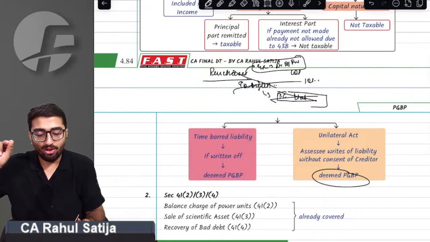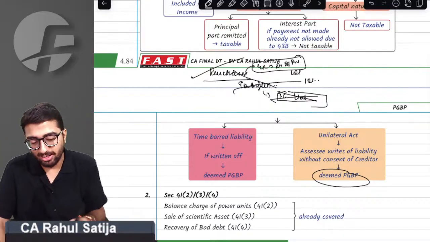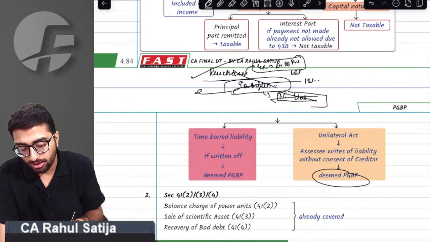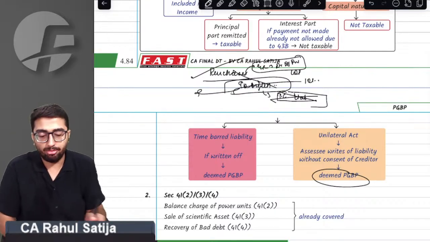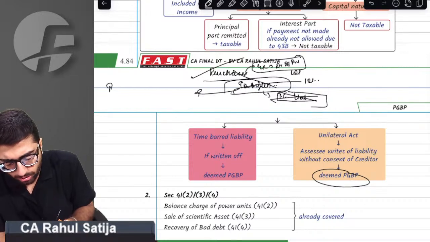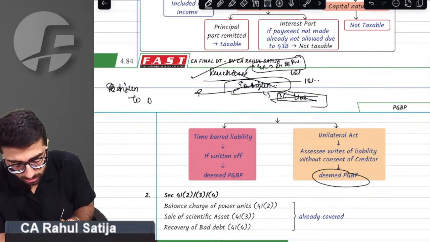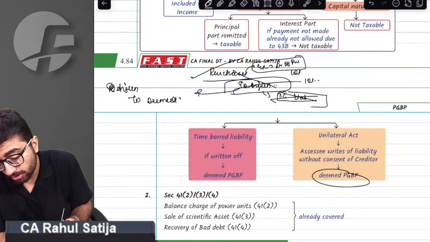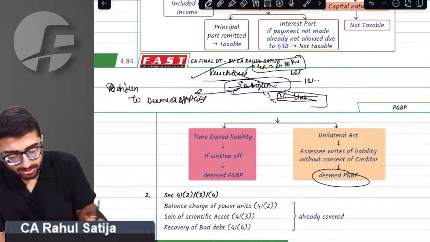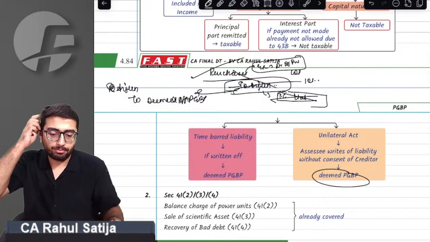Provision says I had already taken deduction of a liability which I am not required to pay, so I have to reverse it. Provision says it shall become your deemed PGBP. You have to reverse this entry for Arjun to deemed PGBP. You have to offer income in this liability.